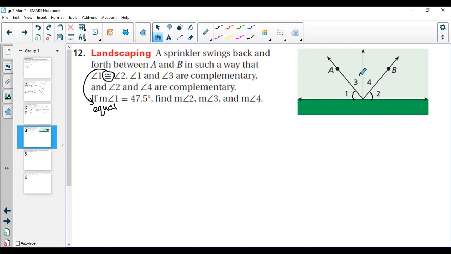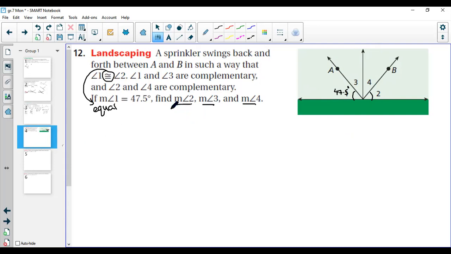Angle 1 and 3 are complementary. Complementary means if you add angle 1 and 3, that should give you 90 degrees. And angle 2 and 4 are complementary as well, so angle 2 plus angle 4 should give you 90. If angle 1 is 47.5, you have to find angle 2, angle 3, and angle 4.